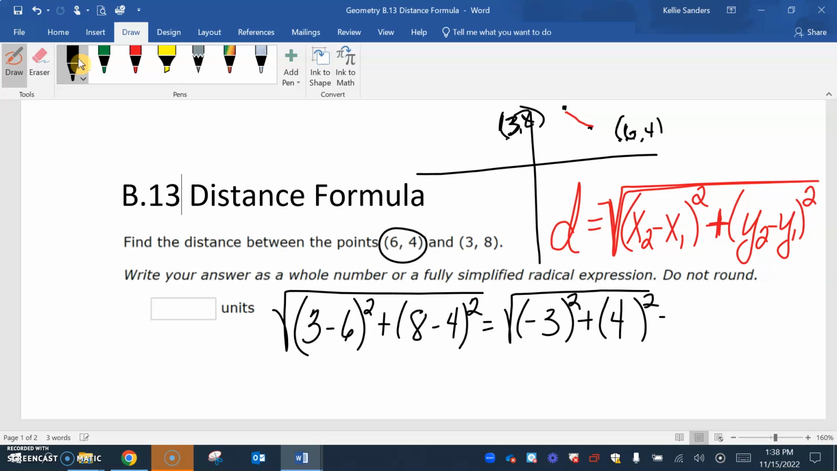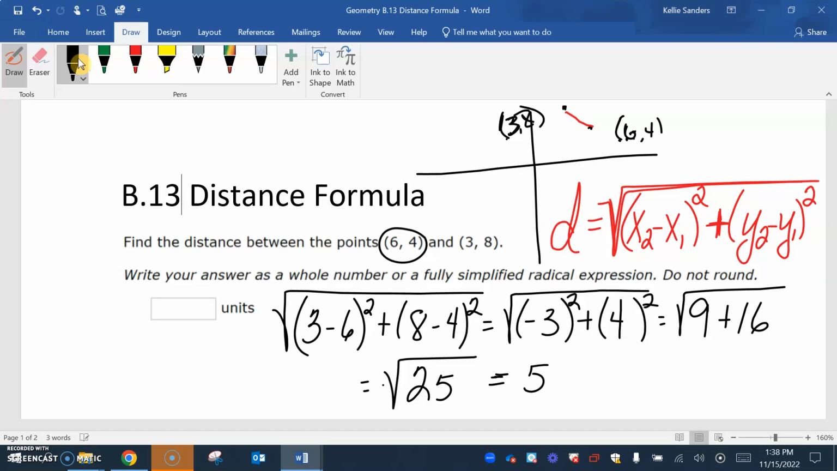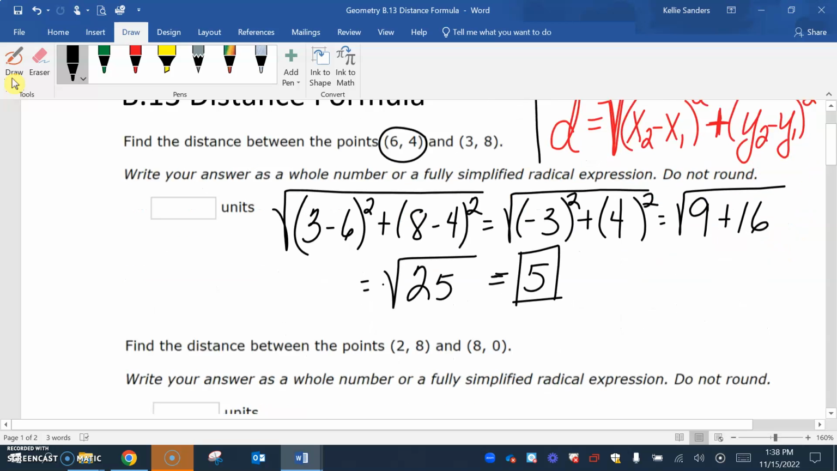8 minus 4 is 4. Negative 3 times negative 3 is 9. 4 times 4 is 16. 9 plus 16 is 25. And the square root of 25 is 5 because 5 times 5 is 25. So the length of this line right here is 5 units because we use the distance formula. Now, I did that long ways, and I know most of y'all are going to grab your calculators, but that's how you do it long ways.